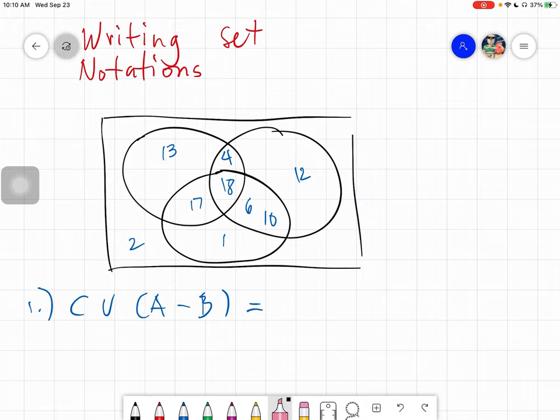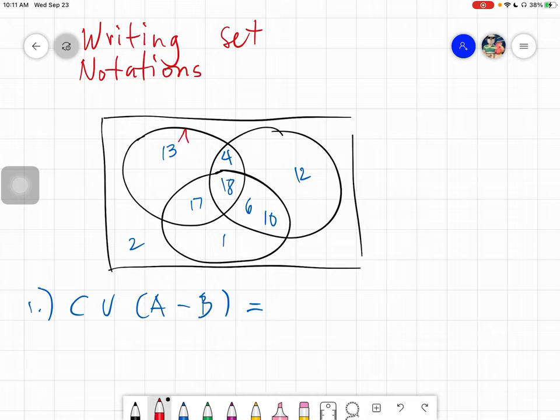Okay, so formalities aside, let's start. Firstly, when you're trying to evaluate or picture out the elements of our set operation, we work just like we work with PEMDAS or arithmetic. The first thing that we evaluate is, of course, the ones in the parentheses. So, firstly, let's write the elements of A minus B, or A difference B.